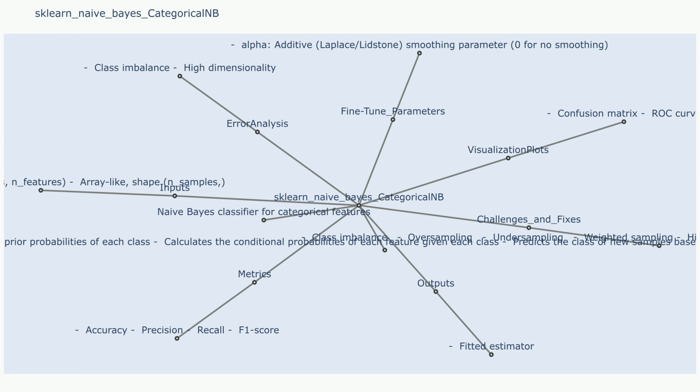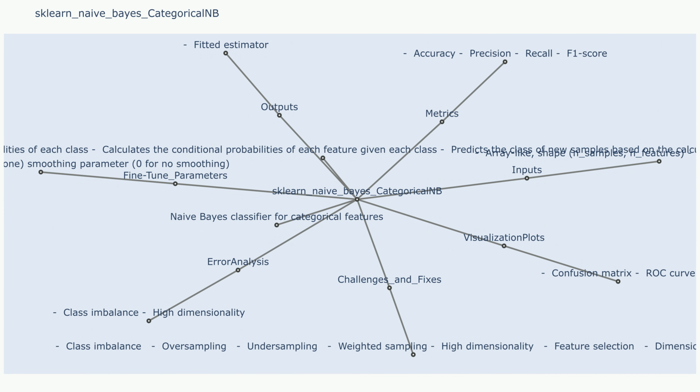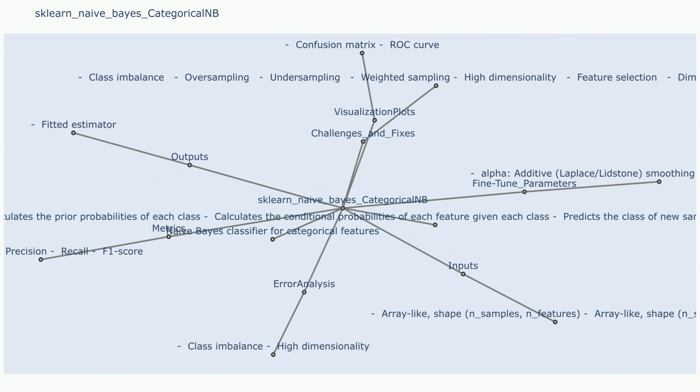Apply feature engineering techniques like combining infrequent categories or using a smoothing parameter alpha to reduce the impact of sparse data. Challenge 2. Feature independence assumption. The assumption of feature independence may not hold in real-world datasets, leading to biased predictions. Sample use case. A dataset where features are correlated.